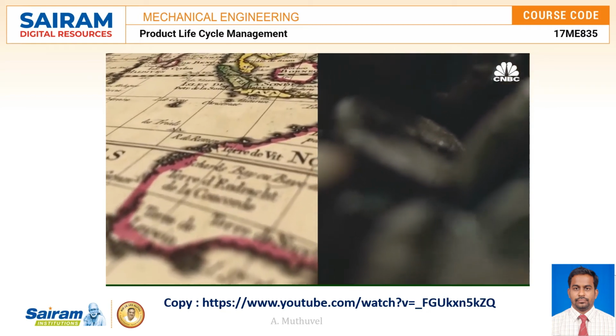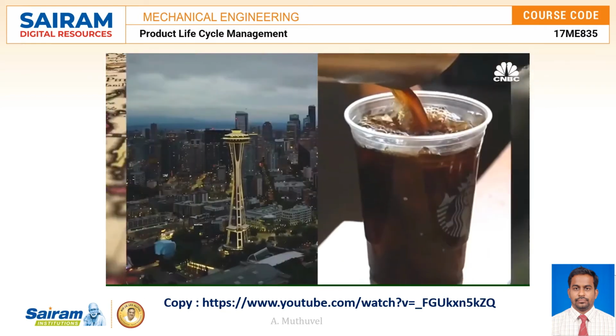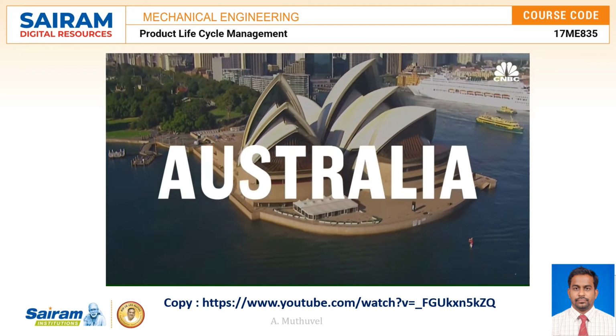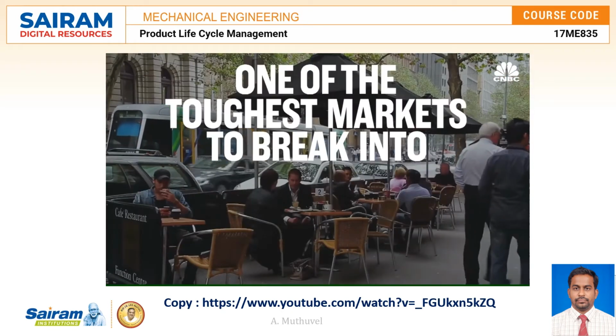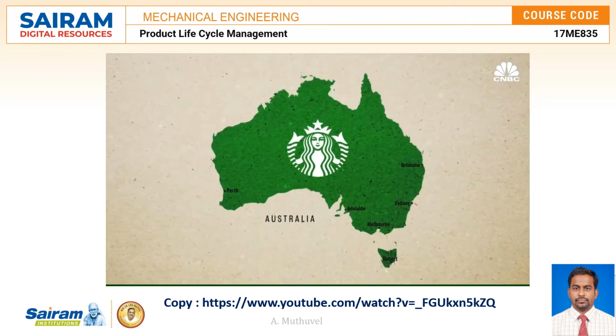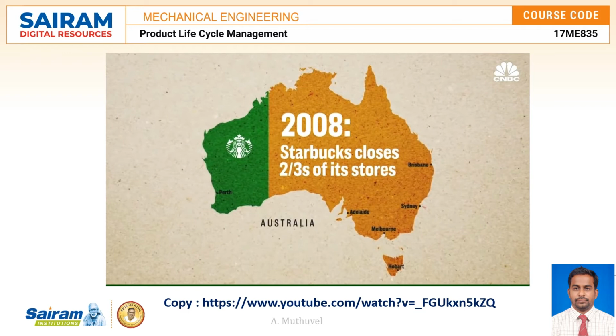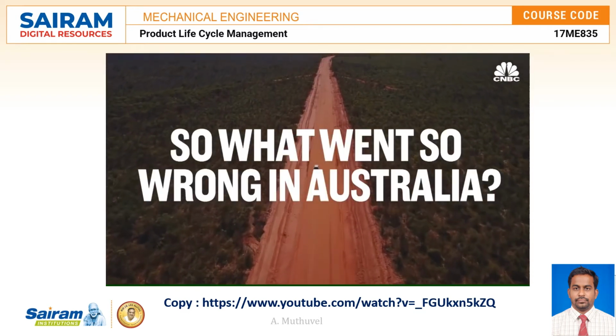But there is one continent that seems uninterested in the hype over the Seattle-based coffee chain. And that continent is Australia. It's proven to be one of the toughest markets in the world to break into. So tough, in fact, that Starbucks closed more than 2/3 of its stores on the continent back in 2008. So what went so wrong with Starbucks in Australia?